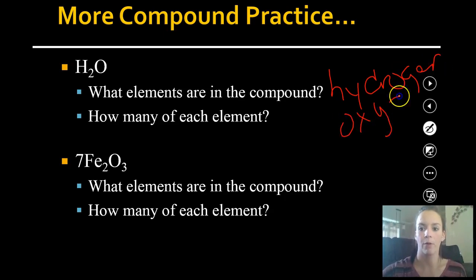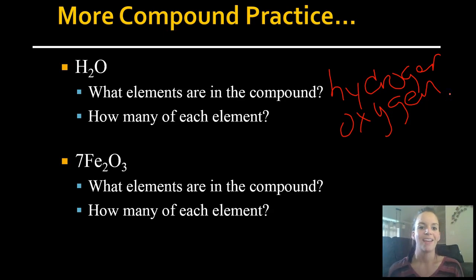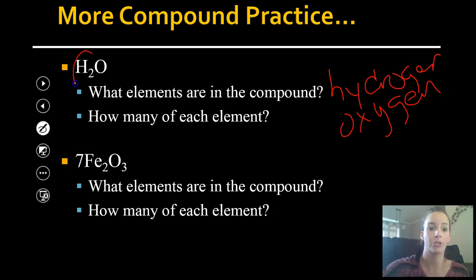And don't mind my handwriting, I'm writing with my finger on my screen. And how many of each element? Well, we just look at the numbers. So there's 2 hydrogen, and there's 1 oxygen.